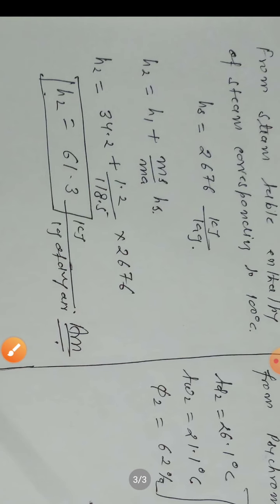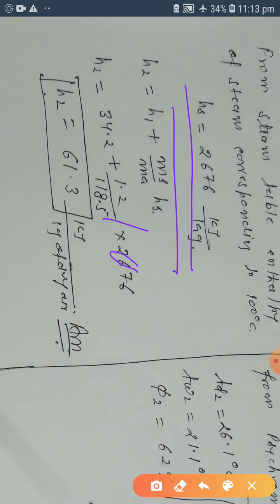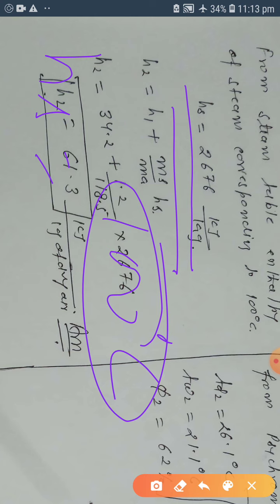H1 you can calculate from point 1, you can calculate the enthalpy from here. So put in H1; Ms you know, Ma you know, and Hs is the enthalpy of the dry saturated steam that is injected into the air, into the atmosphere. Dry saturated steam is injected at 100 degrees centigrade. So you can calculate the enthalpy of the steam at 100 degrees centigrade.